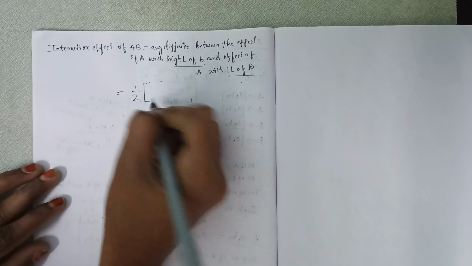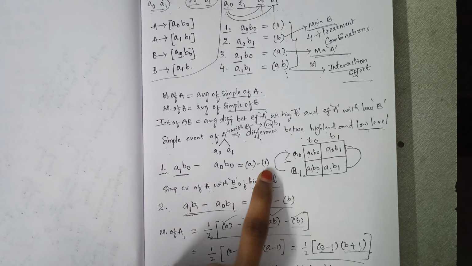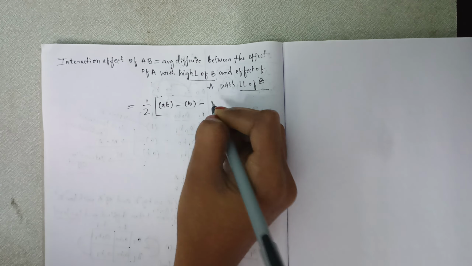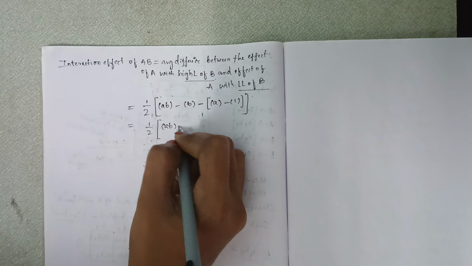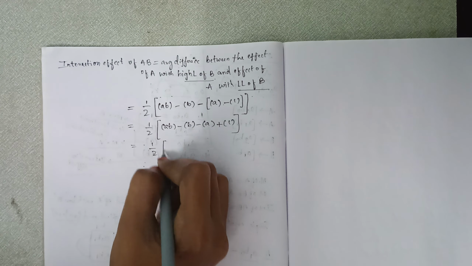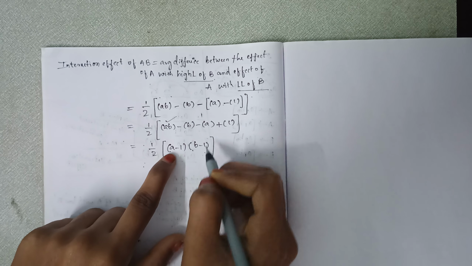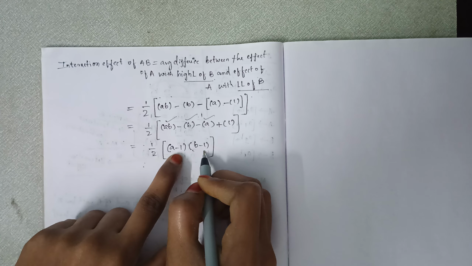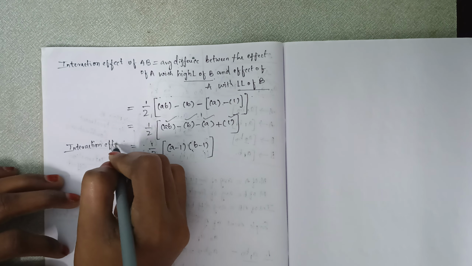So 1 by 2 (AB minus B) minus (A minus 1). This is the effect of A with low level of B. So we have 1 by 2 (AB minus B minus A), minus into minus plus, so plus 1. And 1 by 2, this can be written as (A minus 1) and (B minus 1). A into B, AB, A into minus 1, minus A, minus 1 into B, minus 1 into minus 1, plus 1. And this is the interaction effect of AB.